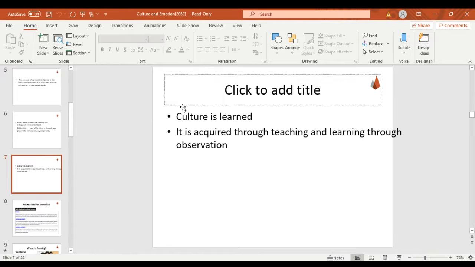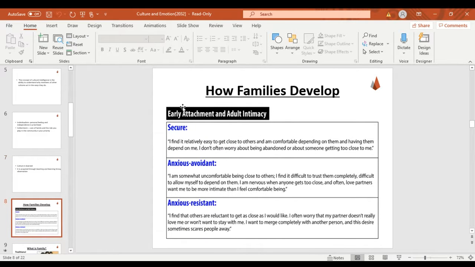So culture is learned, and it is acquired through teaching and learning through observation. So when we talk about the social learning theory, and we talked a little bit about it in gender, what we see in the world around us is often what we then believe in or we adopt as our own beliefs.